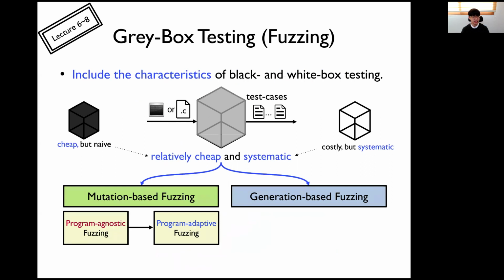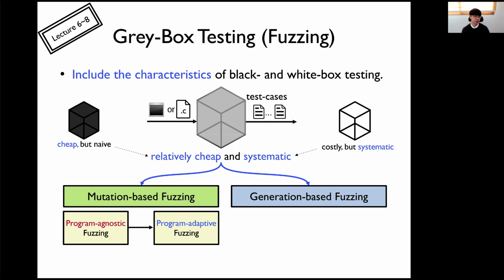From lecture 6 to 8, we have learned about gray box testing techniques that include some characteristics of both black box and white box testing methods. There are two main styles of gray box fuzzing, which are mutation-based fuzzing and generation-based fuzzing. The key difference between these two techniques lies in how to generate the test case.